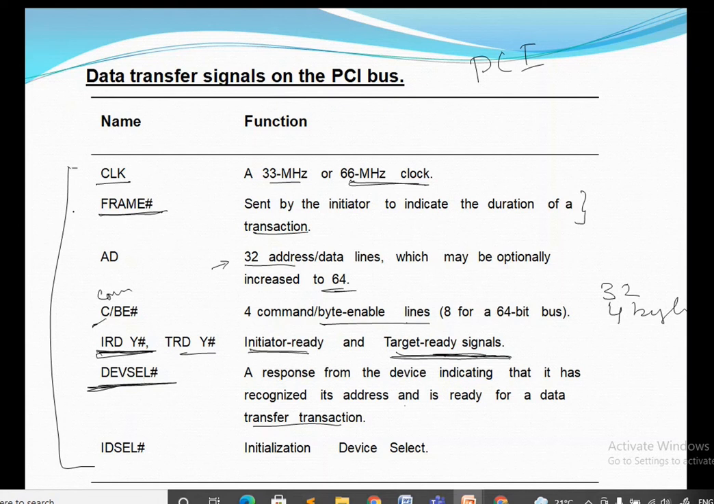I'm just explaining about the signals; later I'll explain how to use them. Then we have TRDY, and there is one more signal called IDSEL, that is initialization device select. Just remember. Now when I explain the PCI read operation, I am going to use all these signals to indicate the operation.